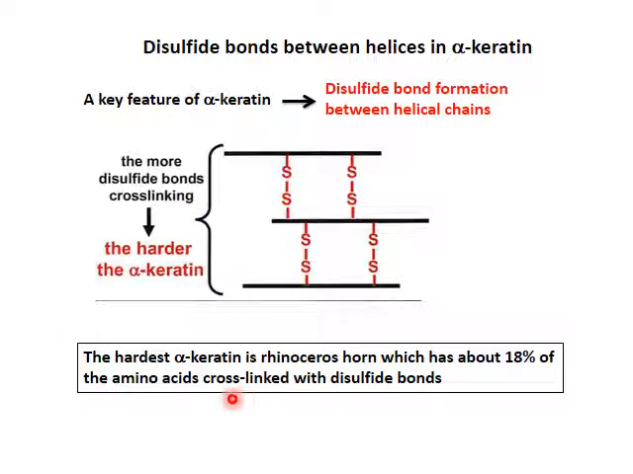So the alpha keratin then will be able to have a much harder filament if there's more cysteines in its sequence. So if we look at the hardest alpha keratin that's known, rhinoceros horn, it has about 18% of the amino acids cross-linked with disulfide bonds. And so there's a lot of cysteine there, and forming a lot of these cross-links to make something very hard.